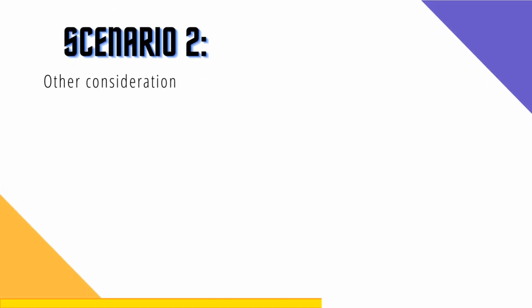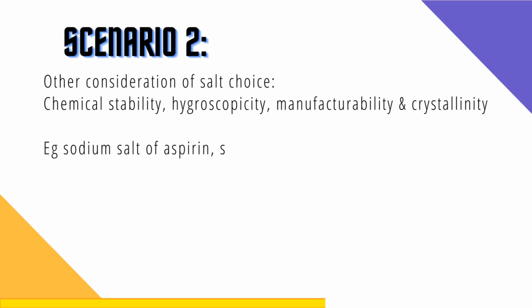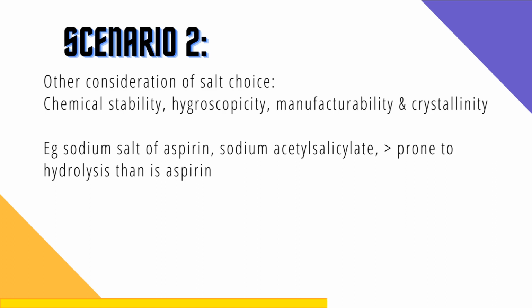However, when choosing the salts, you actually have to consider their chemical stability, hygroscopicity, manufacturability, and crystallinity, because different salts have different properties of those. For example, the sodium salt of aspirin, called sodium acetylsalicylate, is more prone to hydrolysis than aspirin itself, so therefore it may not be the most suitable salt to be used.